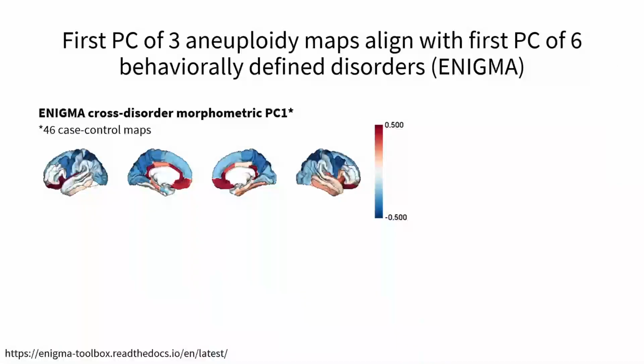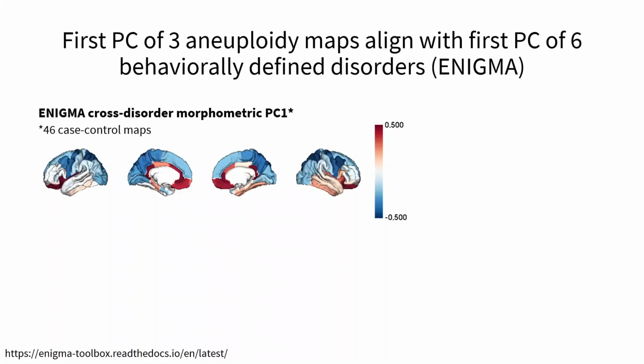And so for that, we turned to the really just wonderful ENIGMA toolbox, from which we got 46 case control maps for 5 different behaviorally defined psychiatric disorders: ASD, ADHD, schizophrenia, bipolar disorder, and epilepsy. They had data for cortical thickness and surface area, and we once again just applied a principal component analysis to get the first PC reflecting the primary spatial axis of change.